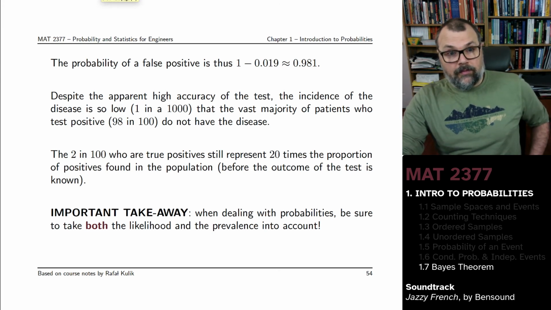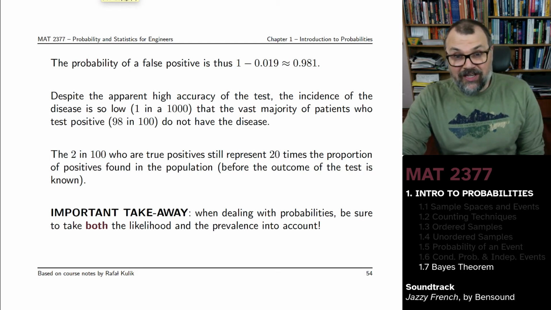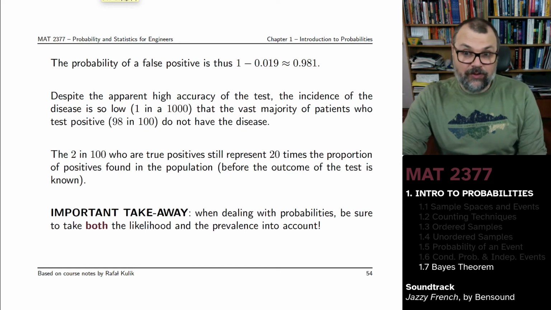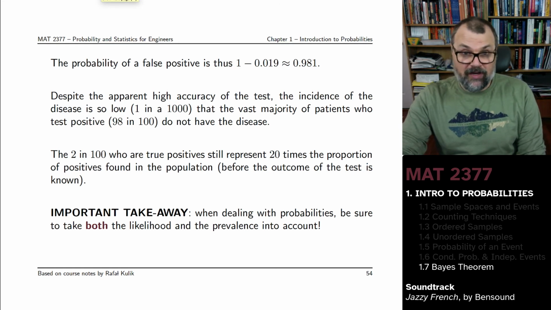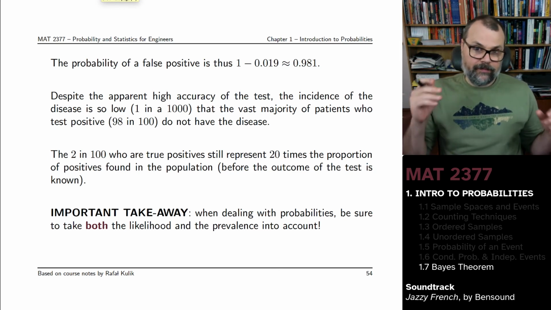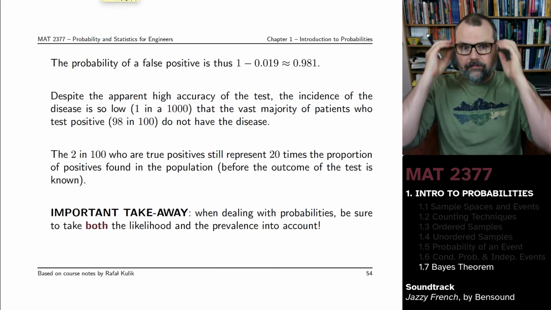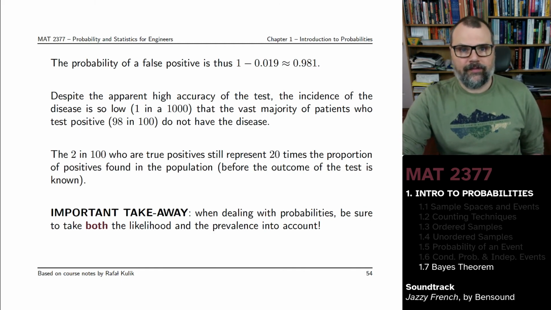The test seems to be very accurate. In fact it is, like 99% and 95%. These are high accuracies. But the incidence is very, very low, so that the vast majority of patients who do test positive don't have the disease. When you're working with probabilities, you need to take both the likelihood and the prevalence into account. It is not sufficient to just look at the likelihood, as this example here showcases.